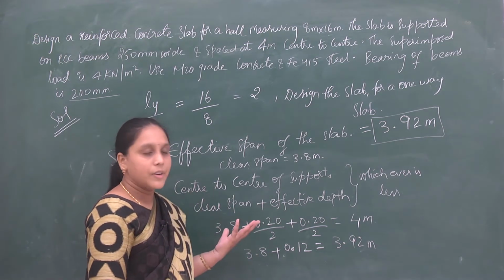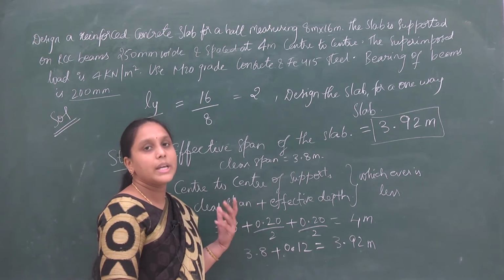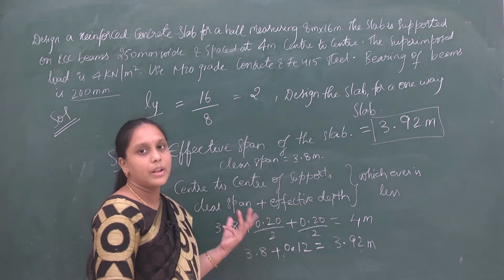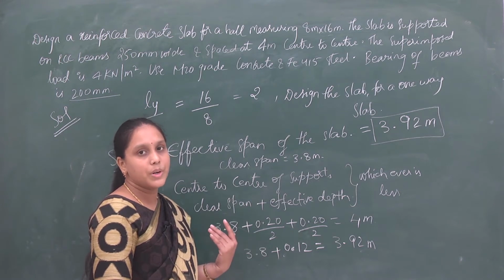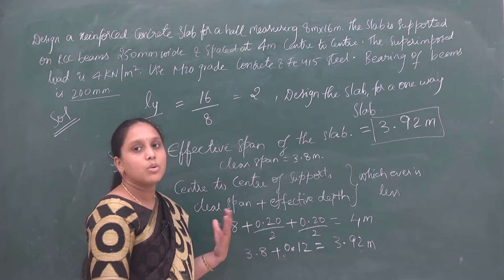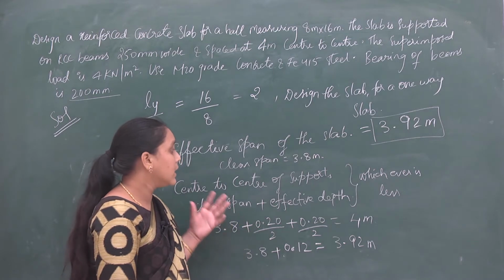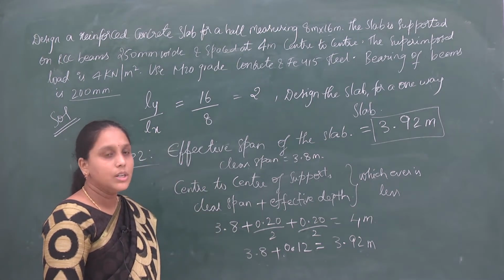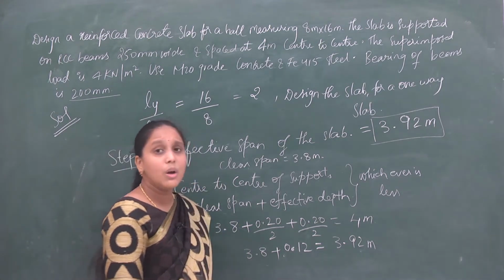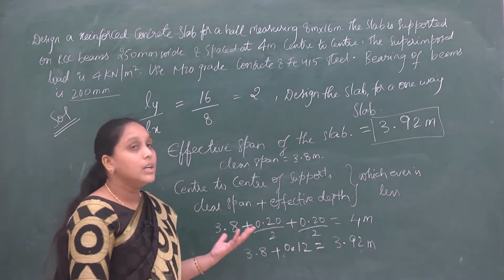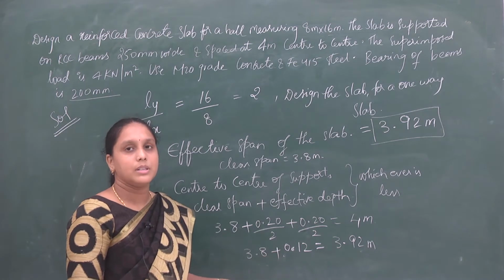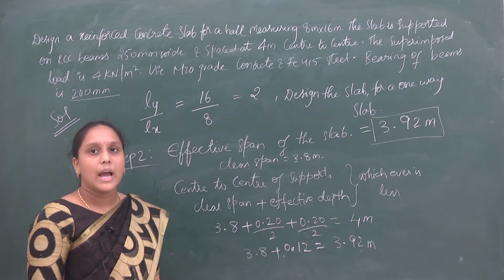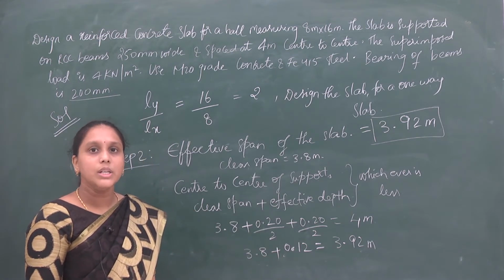So if the width of the support is greater than 1/12 of the clear span, then we have to use the other formulas which are given in the same clause 22.2. By using those formulas, we have to calculate the effective span of the slab. So now what? We have calculated the depth of the slab and we have calculated the effective span of the slab. So the next step is to calculate the loads acting on the slab.